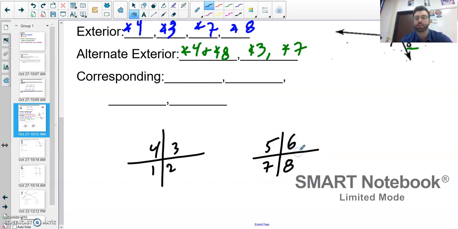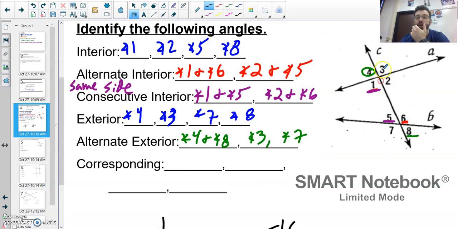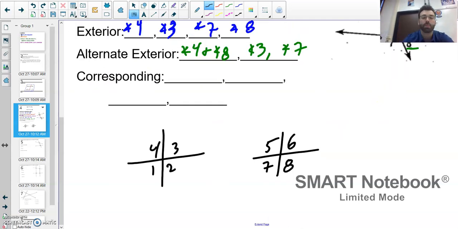So here are my angle pairs, right? If I just redrew this diagram, an angle in the same position as angle 4 would be angle 5. An angle in the same position as angle 3 would be angle 6. And hopefully you guys got the other two. Go ahead and write those down while I try to figure this out.